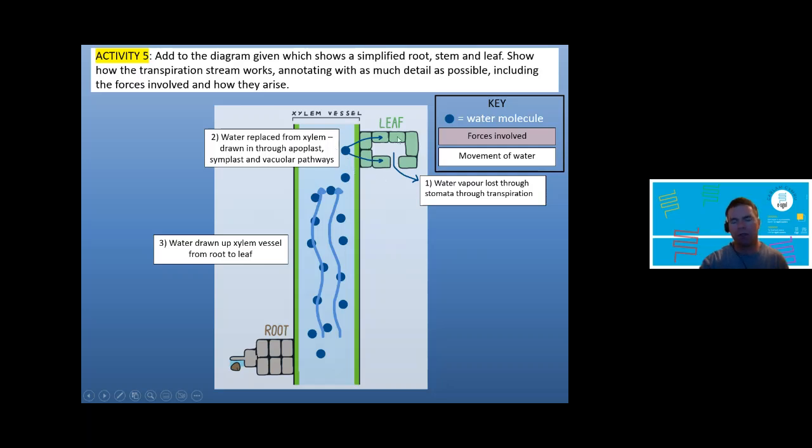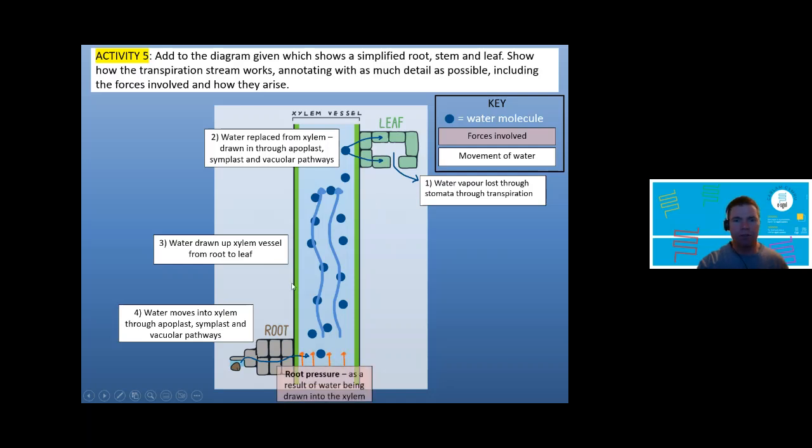Water moving into the leaf causes water to be drawn up through the xylem. The reason for that is that we've got forces involved. But before we do that, look down here. We've also got water drawn up from the xylem vessel, and down the bottom we said water moves into xylem through the apoplast, symplast, and vacuolar pathways.